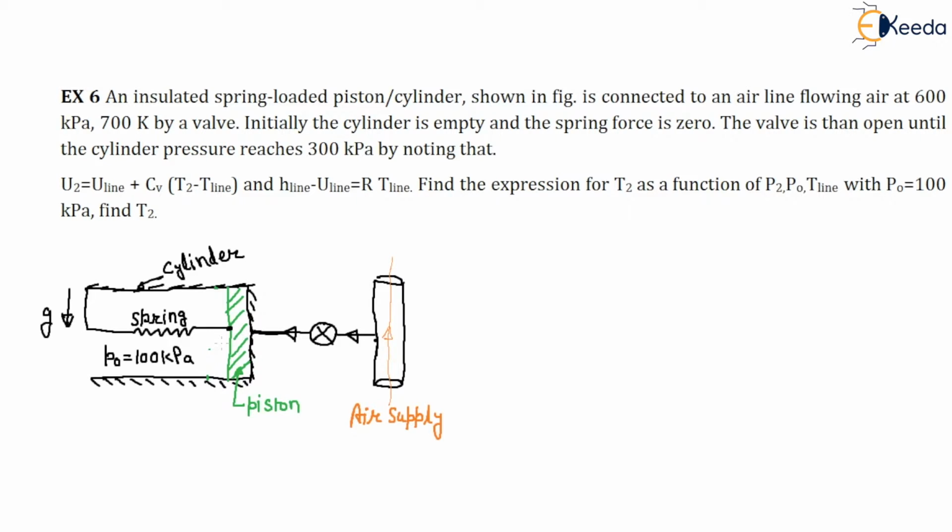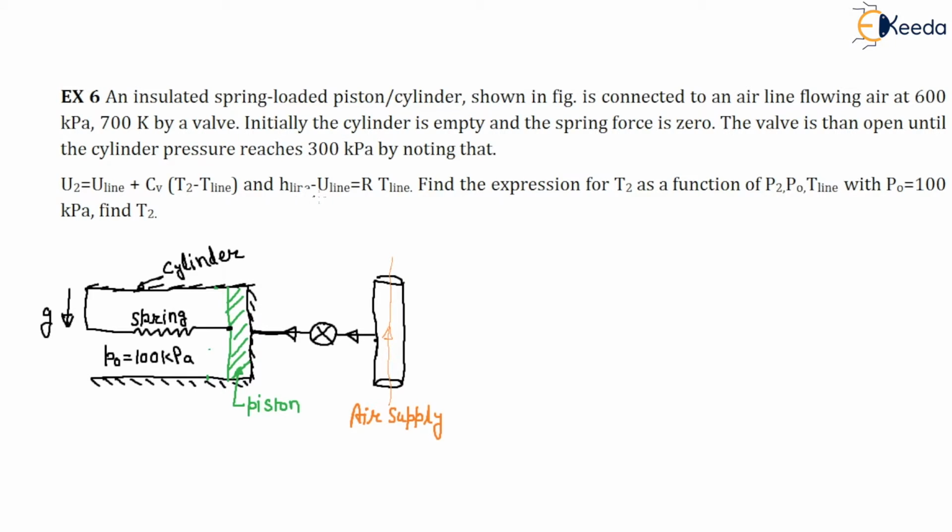The valve is then opened. The valve is open until the pressure inside the cylinder reaches 300 kilopascal. These conditions are given. That means the final internal energy of the system is given, and the difference between inlet enthalpy and inlet internal energy is given. There is a subscript line, which means this is the condition of the line.